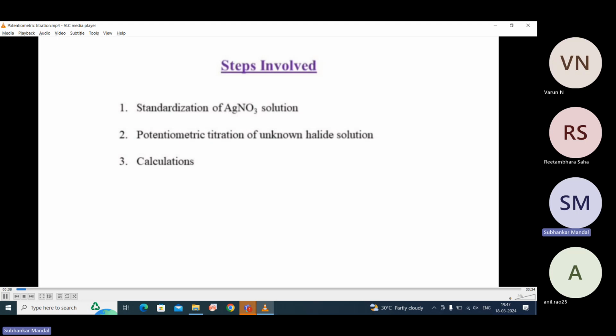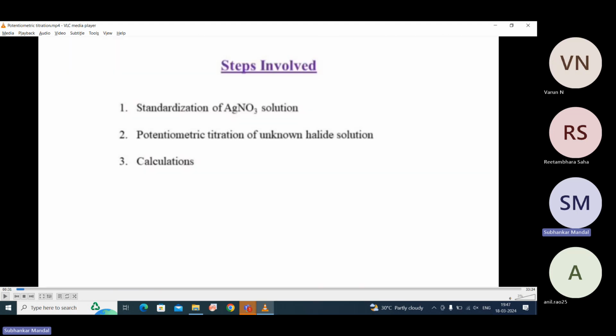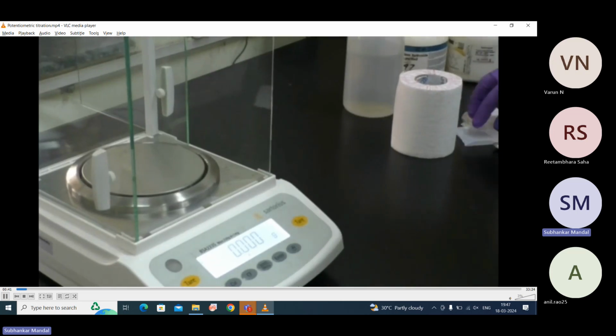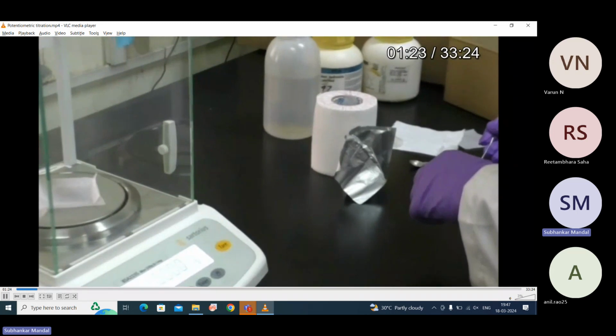So these are the steps. First you have to standardize the silver nitrate solution, then do the potentiometric titration of the unknown concentration of halide solution, then calculate. The first step is to make the solution. You first weigh the silver nitrate.